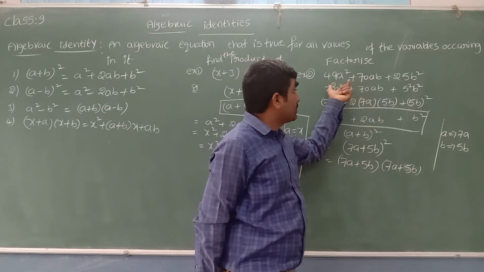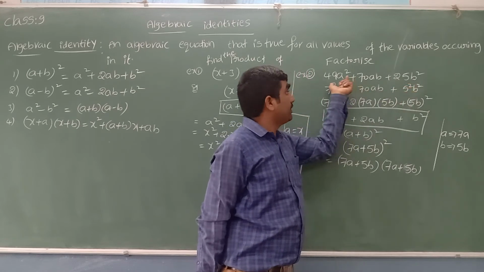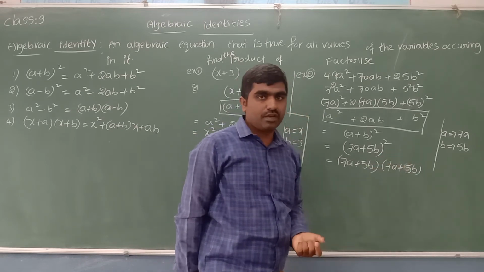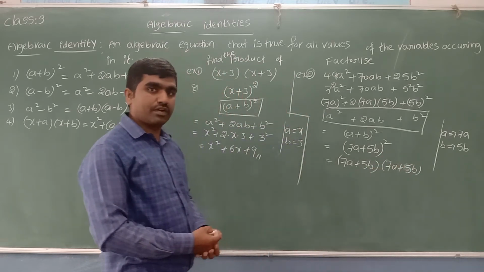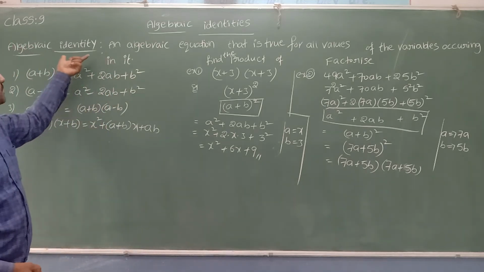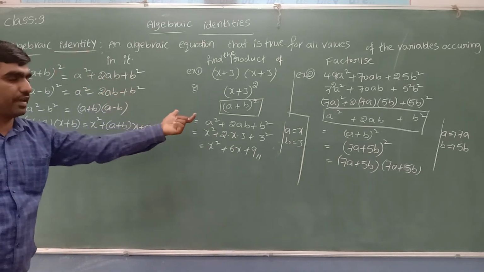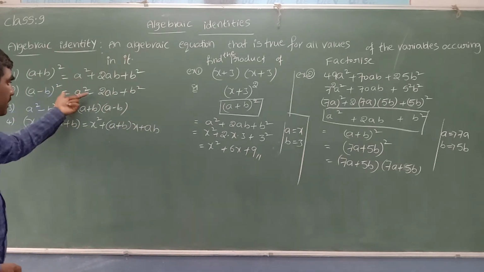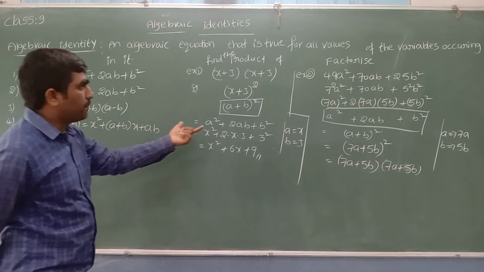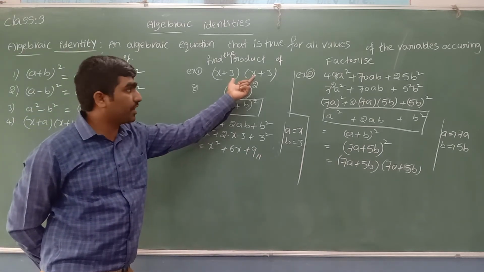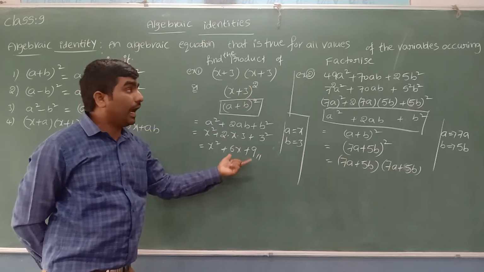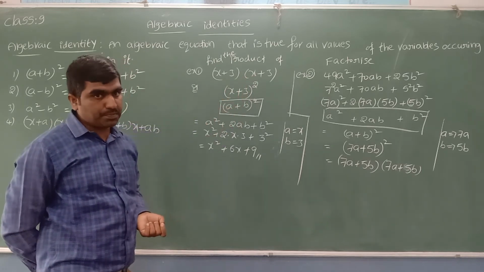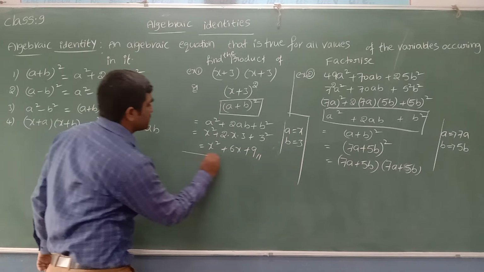Factorize is nothing but whatever algebraic expression they give, that algebraic expression we have to express in terms of a product of terms. This is about what algebraic identities are and some applications. Now from this what can we conclude? Sir, by using these algebraic identities, we can find the product of expressions. Those expressions may be algebraic expressions or they may be numerical expressions also. So what about numerical expressions?